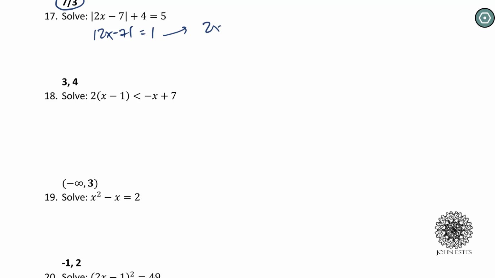Now to drop the absolute value, all I have to do is consider the two cases. 2x minus 7 might be 1, and 2x minus 7 might be negative 1. Because look, if I take the absolute value of those sides here, I end up with the value of 2x minus 7 equals 1, which is what we wanted.